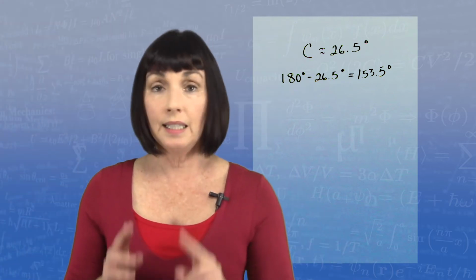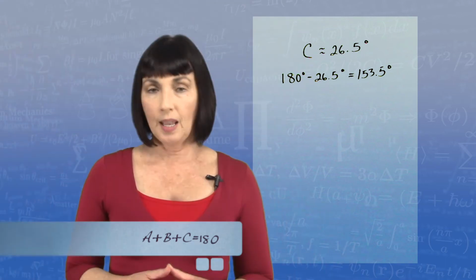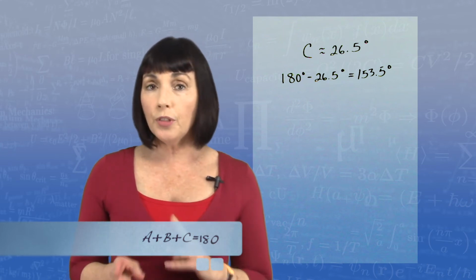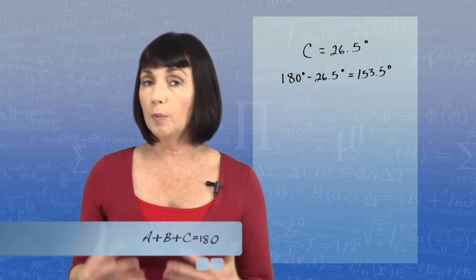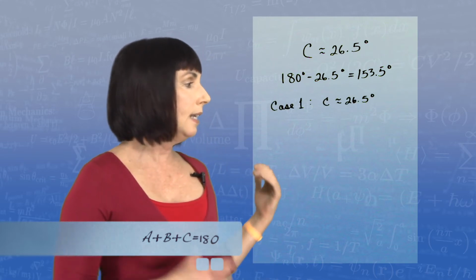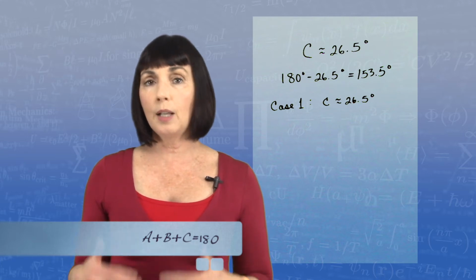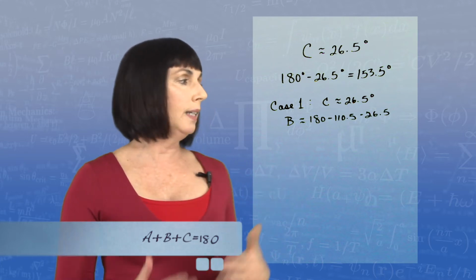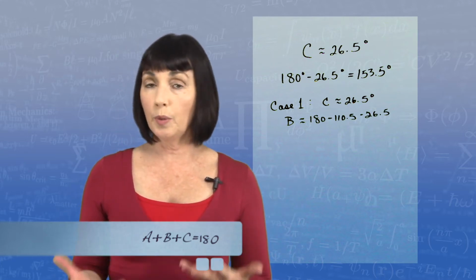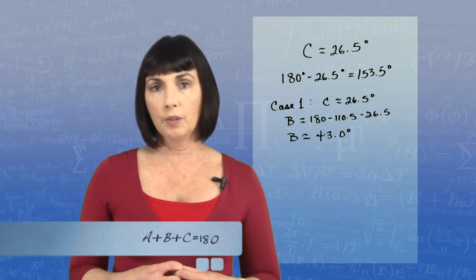Now remember, the interior angles of any triangle add to 180 degrees. Now we have to check and see if both of these angle measures are viable solutions. So in the first case, where C is equal to approximately 26.5 degrees, that means that angle B would be 180 minus 110.5 minus 26.5, which gives us approximately 43.0 degrees.